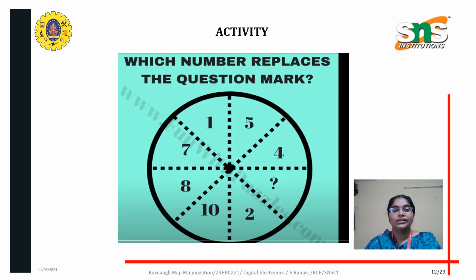Now it's time for an activity, students. For this session, which number replaces the question mark in the circle? Which number do we have to replace for this question mark? You have to understand the concept here. What is the logic behind this?